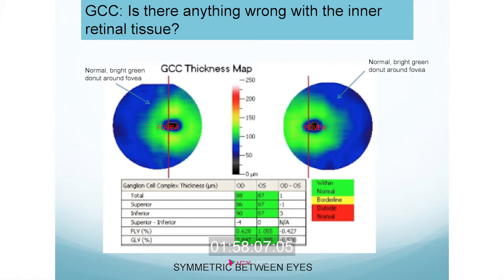So when you think about the GCC, we said initially that we want that GCC to have that nice green donut around the fovea, okay? The fovea doesn't have ganglion cells, but the most ganglion cells are around the fovea. That's what we want it to look like. If a patient has swelling or thickness of the tissue, there's not going to be an abnormality of the GCC. It's telling you that there's a ton of elevation or thickening in that area. That's why this scan is not picking up any abnormality on the GCC. It's symmetric between the eyes, okay? No abnormality.